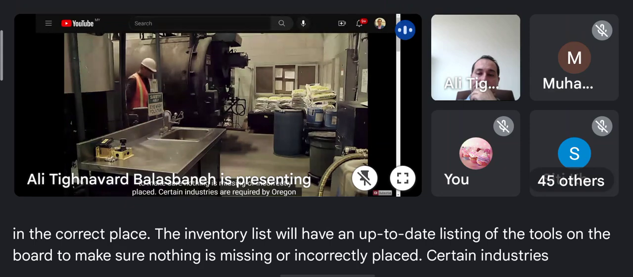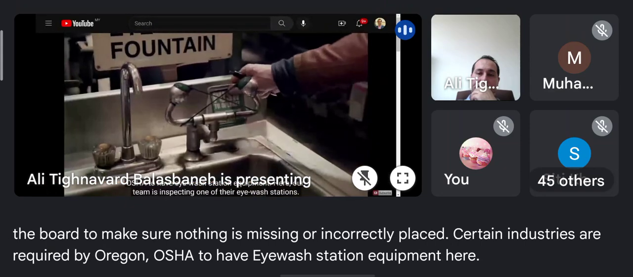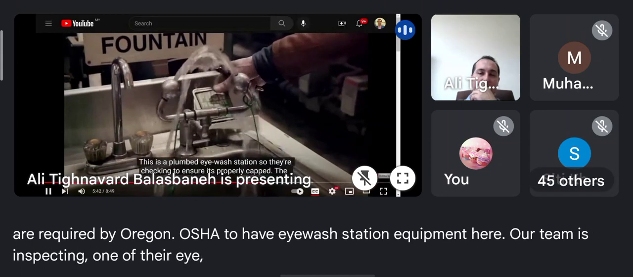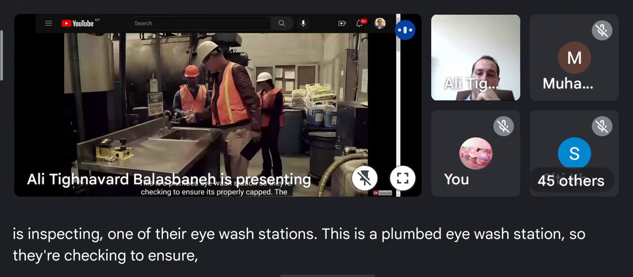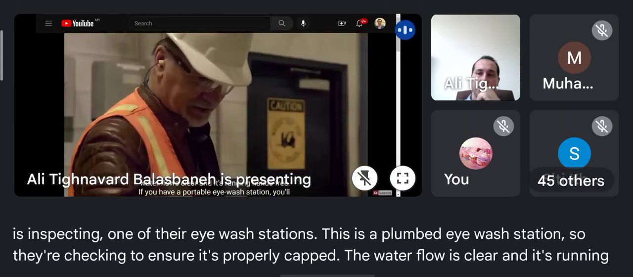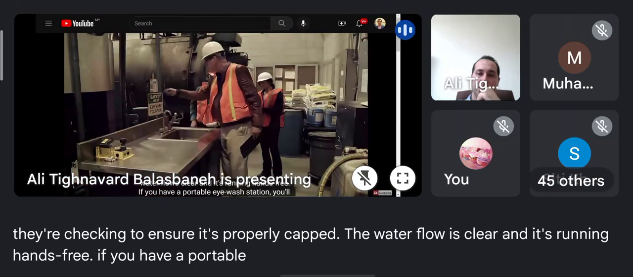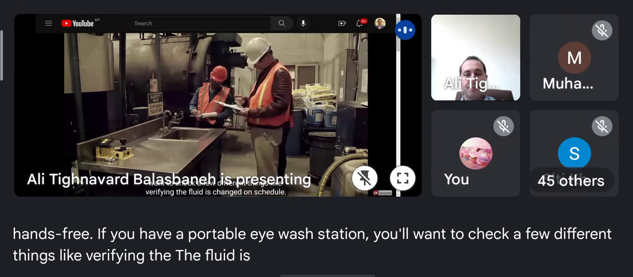Certain industries are required by Oregon OSHA to have eyewash station equipment. Here, our team is inspecting one of their eyewash stations. This is a plumbed eyewash station, so they're checking to ensure it's properly capped, the water flows clear, and it's running hands-free. If you have a portable eyewash station, you'll want to check a few different things, like verifying the fluid is changed on schedule.